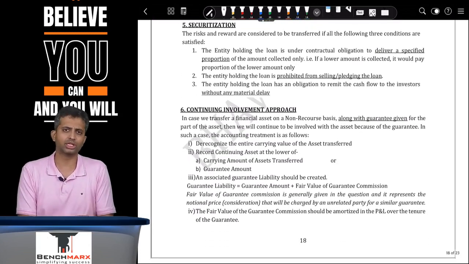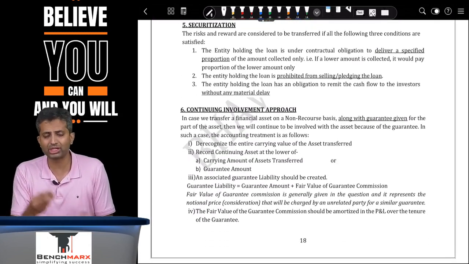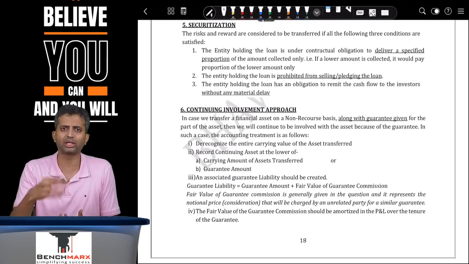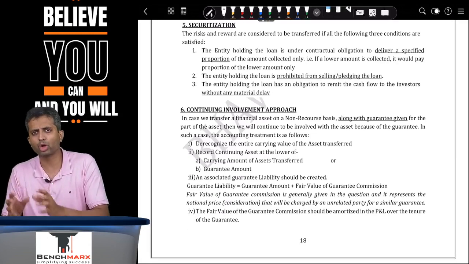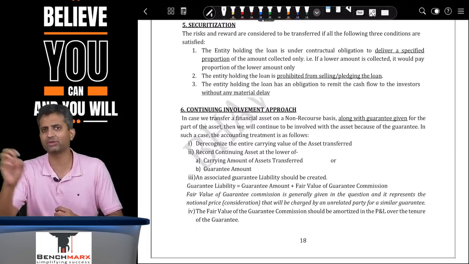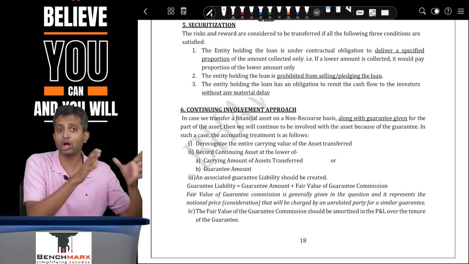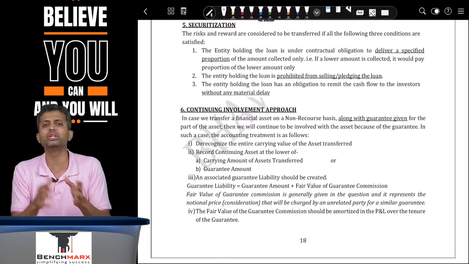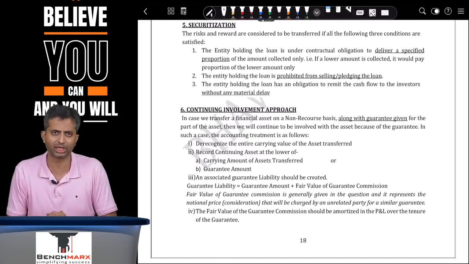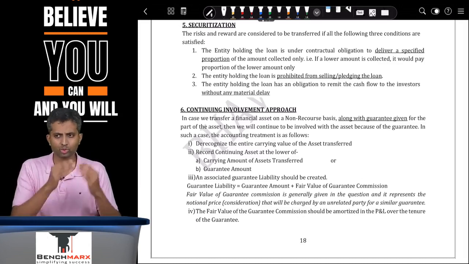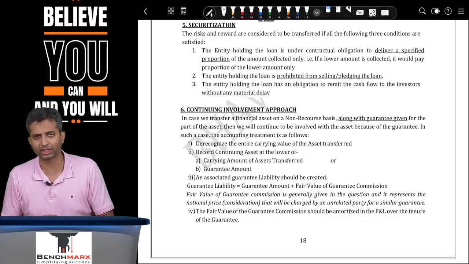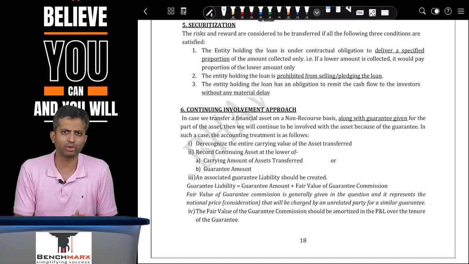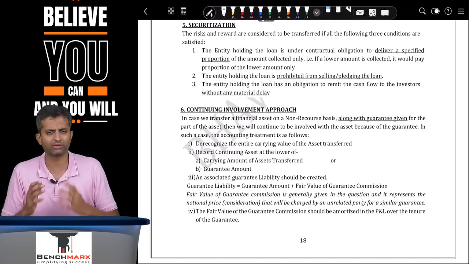Then there is something called the continuing involvement approach, in which you have debtors and you are transferring the debtors to a factor, let us say on a non-recourse basis. However, along with that transfer, you are also giving a guarantee for a part of the debtors. On one hand you are transferring the debtors, but on the other hand you continue to be involved with the debtors to the extent of the guarantee. What do you do in such a case? Well, you will derecognize the debtors to the extent of the carrying value and continue to recognize the debtors to the extent of the amount of guarantee or the carrying value of debtors, whichever is lower.